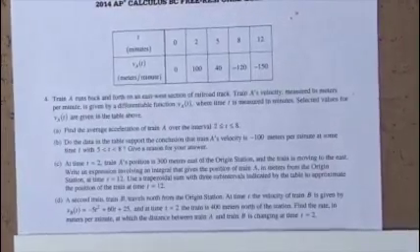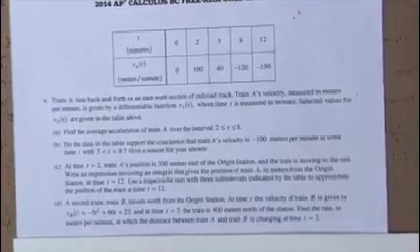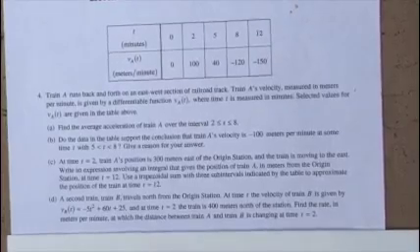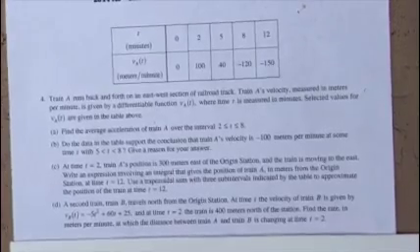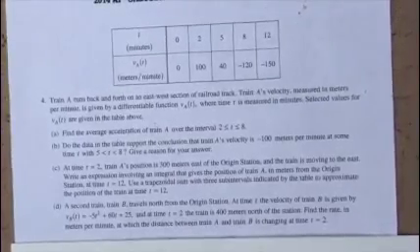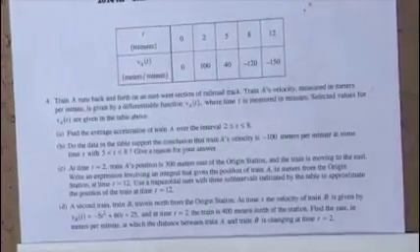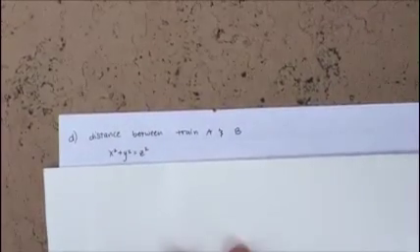Problem D is like this. A second train B travels north from the origin station. At time t, the velocity of train B is given by v_B of t equals negative 5t squared plus 60t plus 25. At time t equals 2, the train is 400 meters north of the station. Find the rate, in meters per minute, at which the distance between train A and train B is changing at time t equals 2. To do this problem, it's related rates. You use the Pythagorean theorem, take the derivative of that, and then solve and substitute in your values. X equals 300, Y equals 400, and Z equals 500.